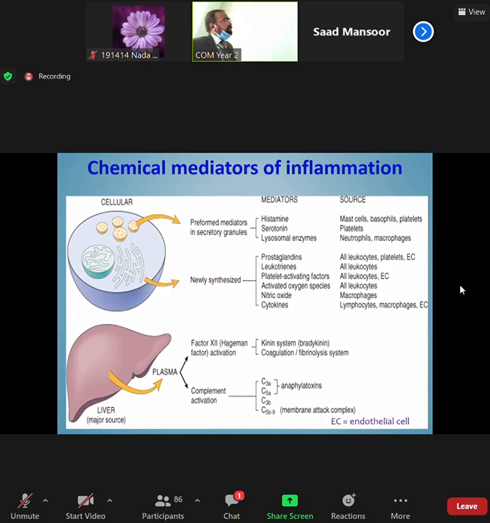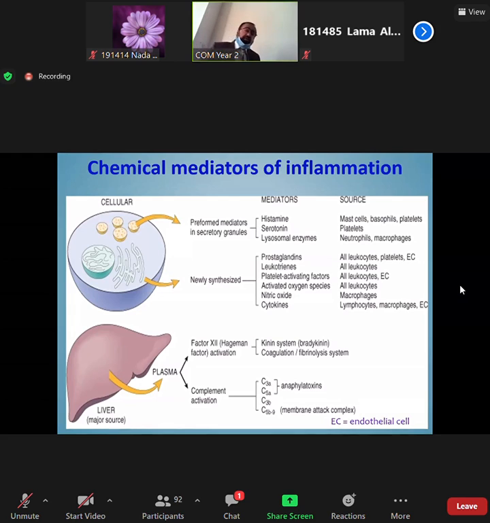Then we have the newly synthesized ones: prostaglandin, secreted by all leukocytes, platelets, and endothelial cells. Then we have leukotrienes from all leukocytes, and platelet activating factor from all leukocytes and endothelial cells. Activated oxygen species, from all leukocytes, are the oxygen superoxide, OH, and hydrogen peroxide. So these are all oxygen species. Nitric oxide comes from macrophages, and cytokines are secreted by lymphocytes, macrophages, and endothelial cells.